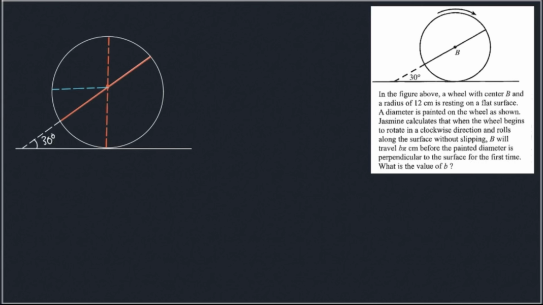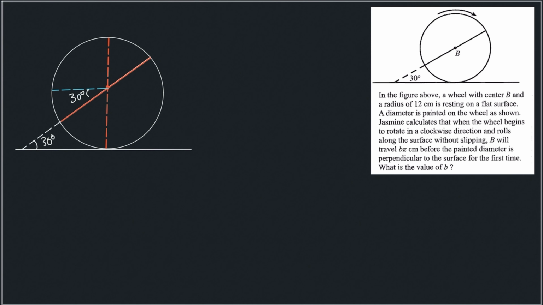Let's solve one more problem. We are given a wheel with a radius of 12 centimeters. In the beginning, the diameter of the wheel makes an angle of 30 degrees with respect to the ground. The wheel is going to rotate clockwise till the diameter is perpendicular to the ground. They want us to find the distance that the wheel has traveled.